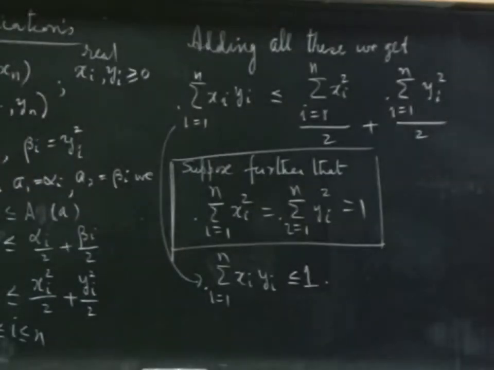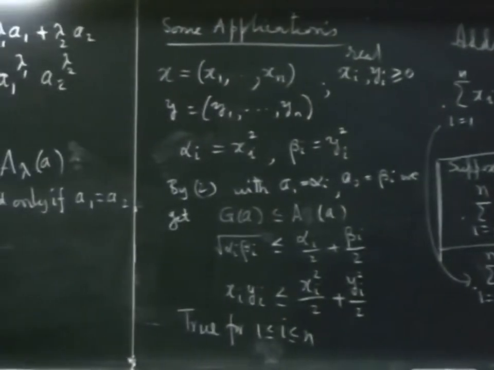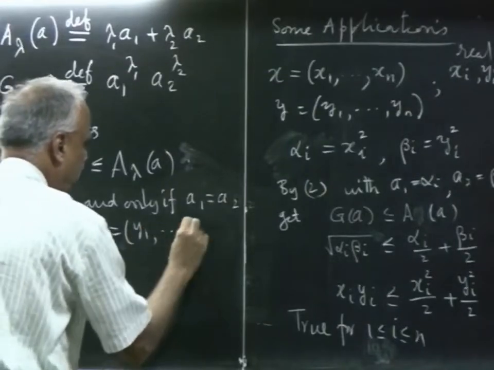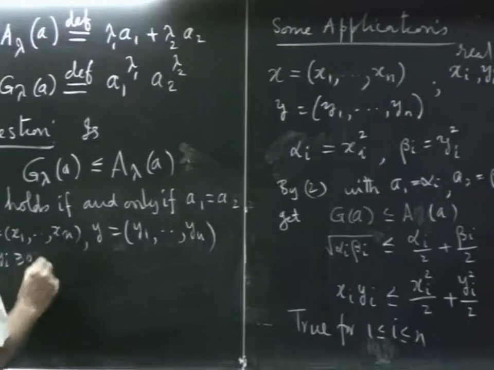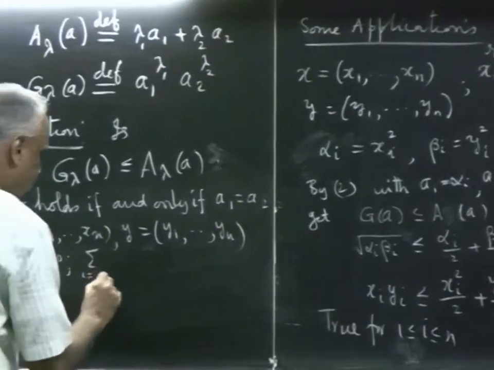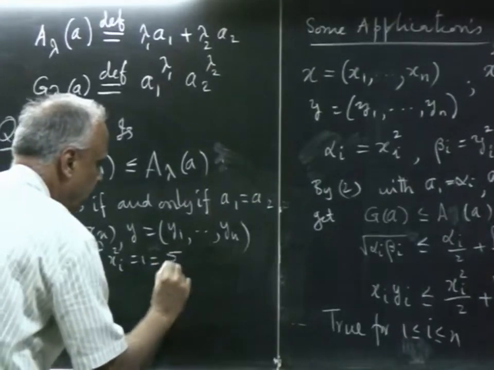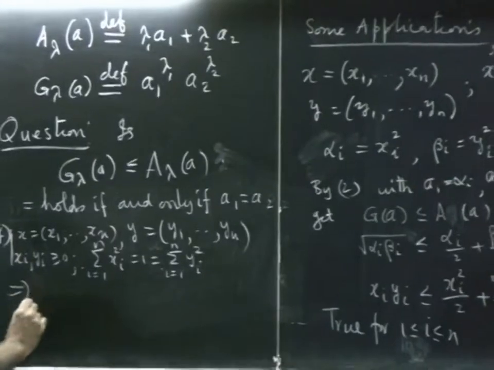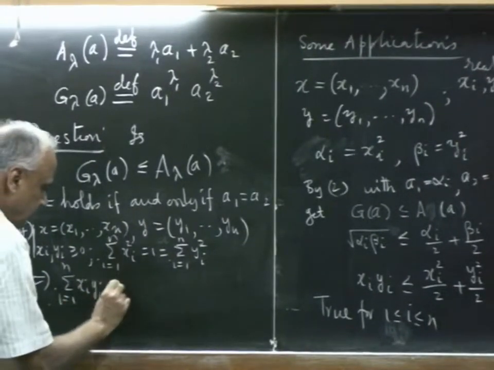Okay. So, shall we write it here now? Number 4: x is equal to x1, x2, xn, y equal to y1, y2, yn. xi yi greater than or equal to 0, summation I equal to 1 to n xi squared equal to 1 equal to summation I equal to 1 to n yi squared. All these imply summation I equal to 1 to n xi yi is less than or equal to 1.